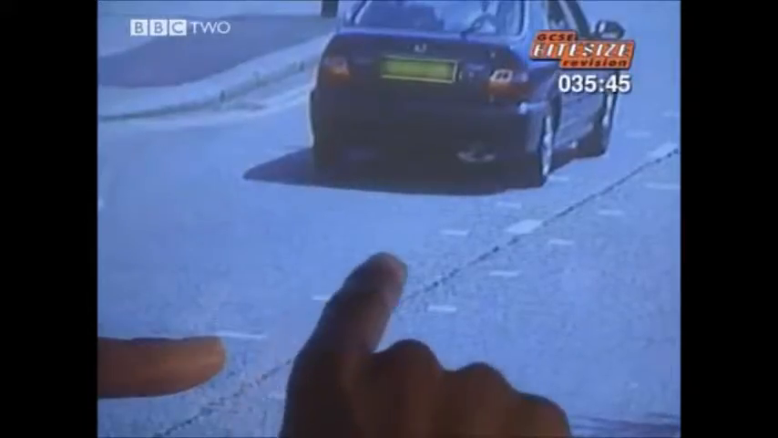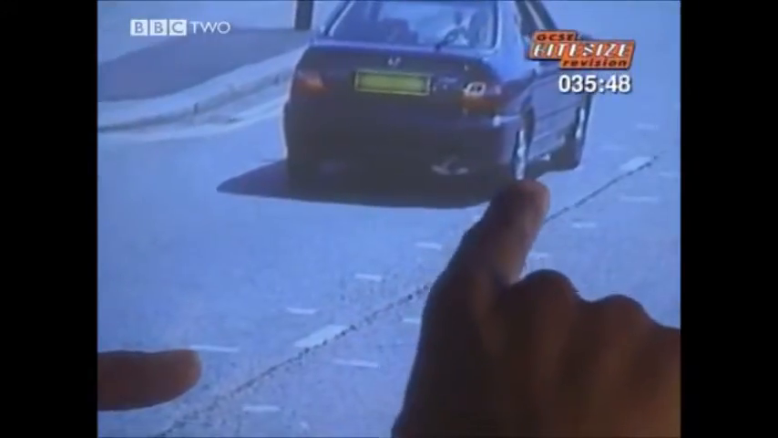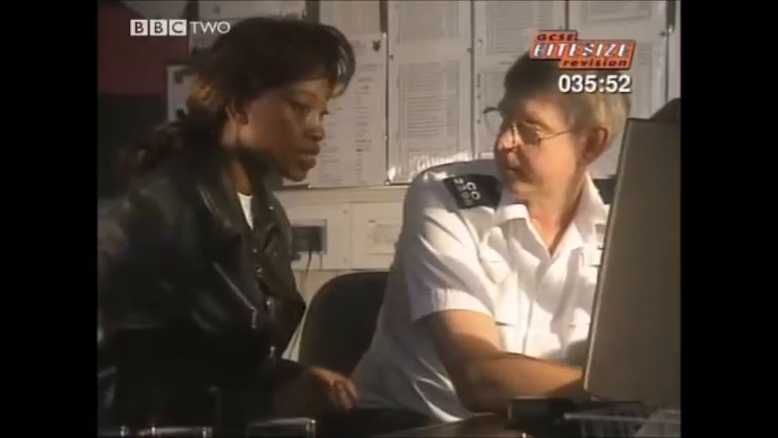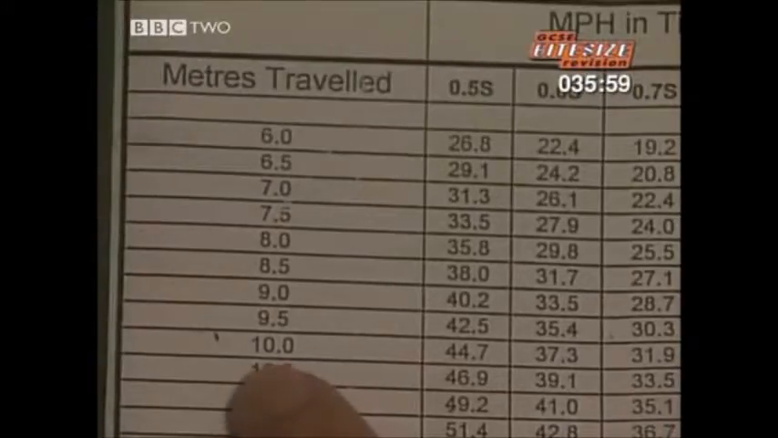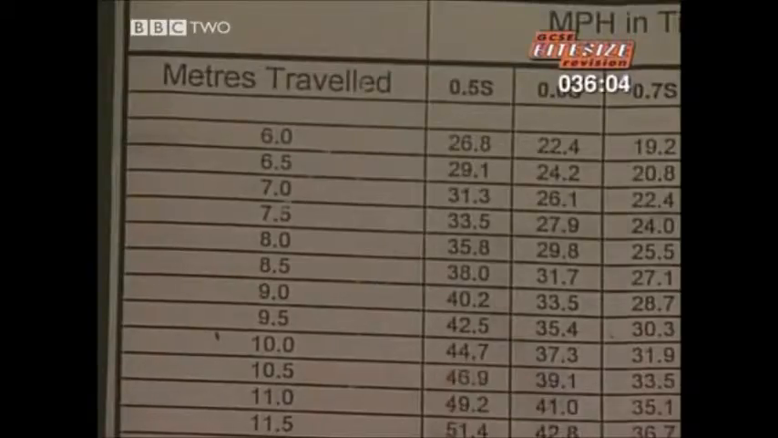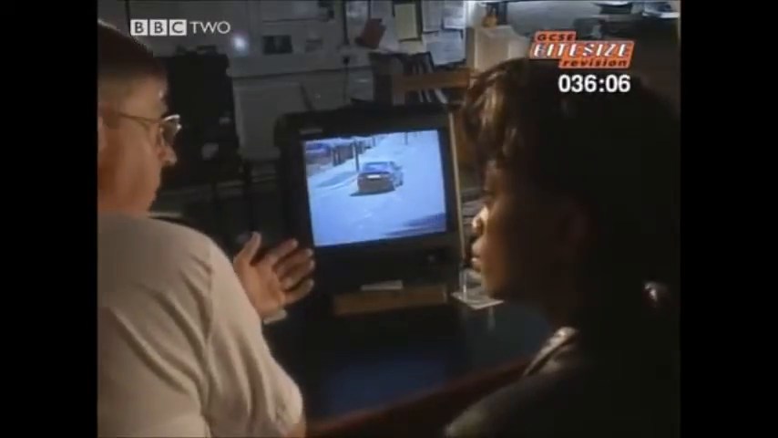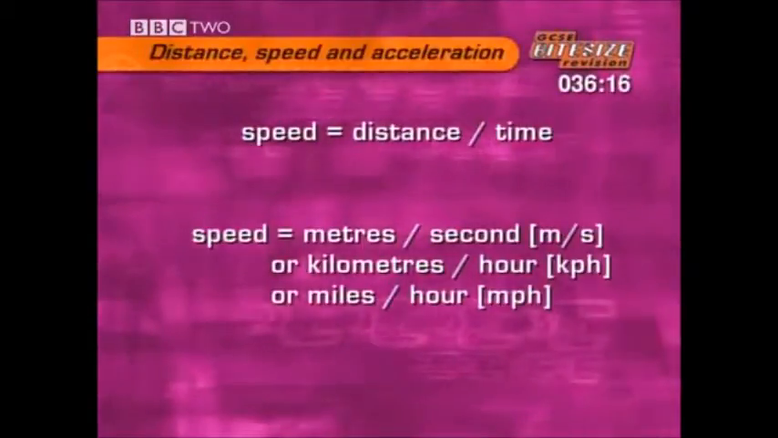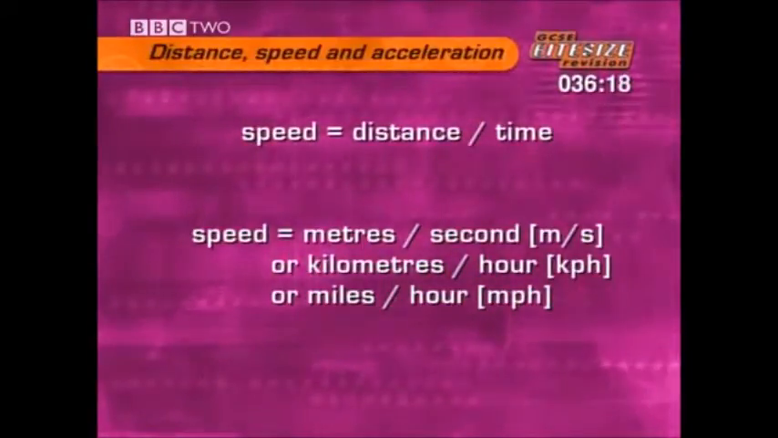OK, so that's 1, 2, 3, 4, 5. Now, they're 2 metres apart, is that right? So that means in half a second that car has travelled 10 metres. That's correct. And then we look on the chart behind us and we see that metres travelled 10 and half a second equates to 44.7 miles an hour. Now that's nearly 45 miles an hour, and we will send this motorist a notice of intended prosecution. This man means business. So speed is distance divided by time.